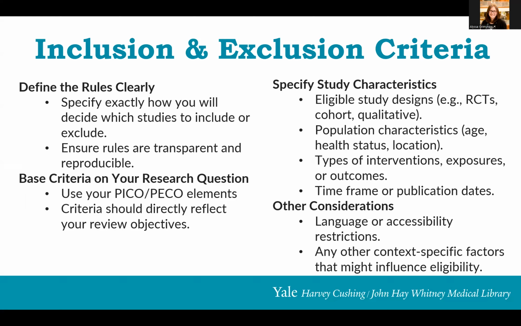There might be other context specific factors that might influence eligibility. Sometimes I see teams where they're saying, like, I'm not limiting by study design, but we need at least 10 patients for it to be included. Again, we want to be able to defend the reason and the amount. And so you may want to look in the field that you're publishing in to ensure that you're aligned with the norms.